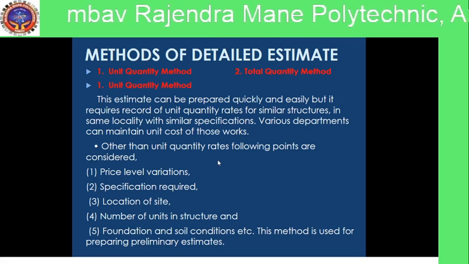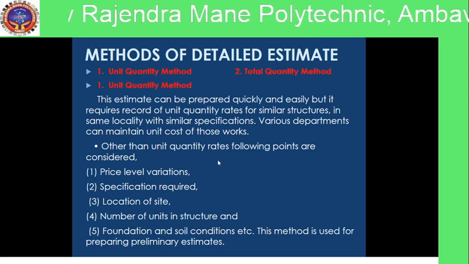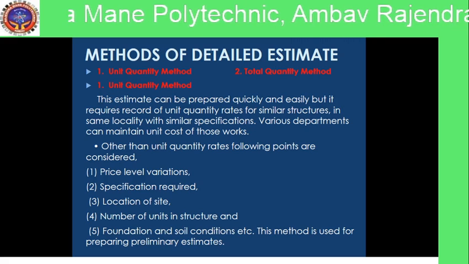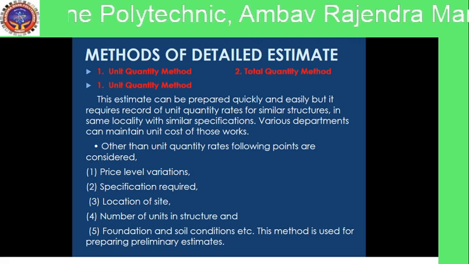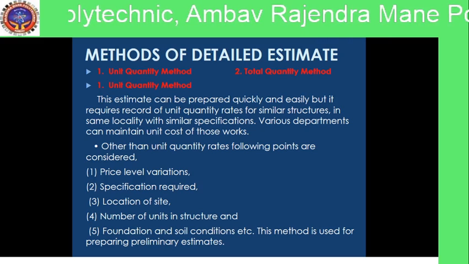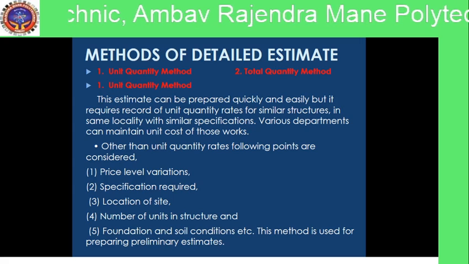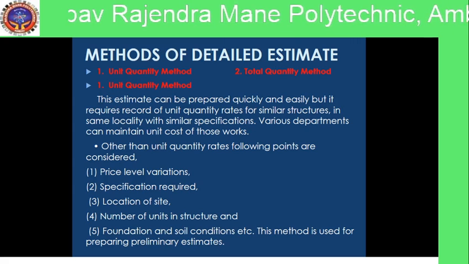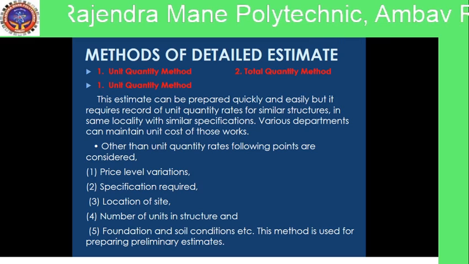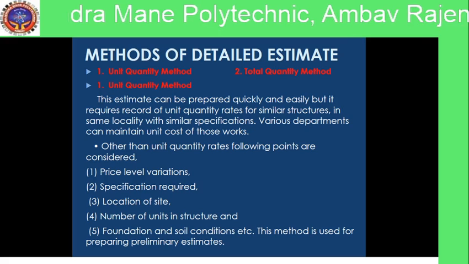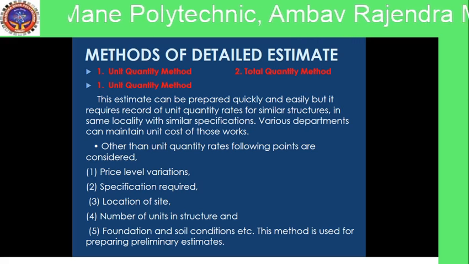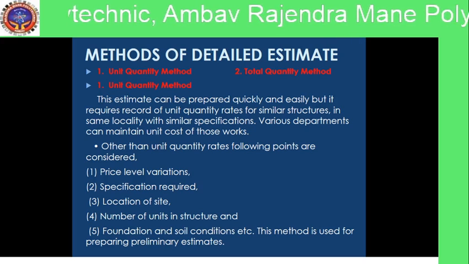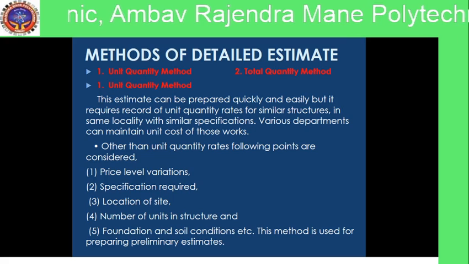So, methods of detailed estimates. There are two methods of detailed estimate: unit quantity method and total quantity method. In unit quantity method, we can prepare quickly and easily, but it requires a record of unit quantity rates for similar structures in same locality with similar specifications. So various departments can maintain unit costs of those works.